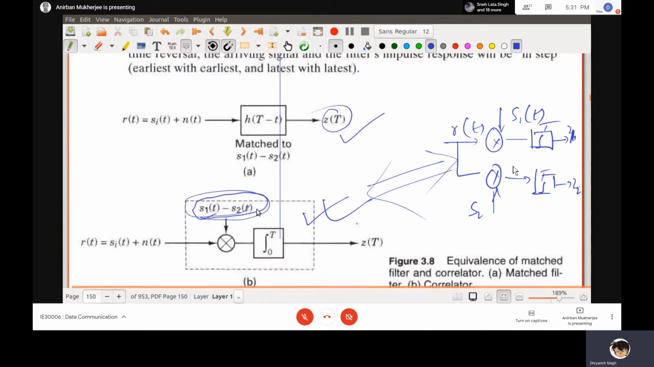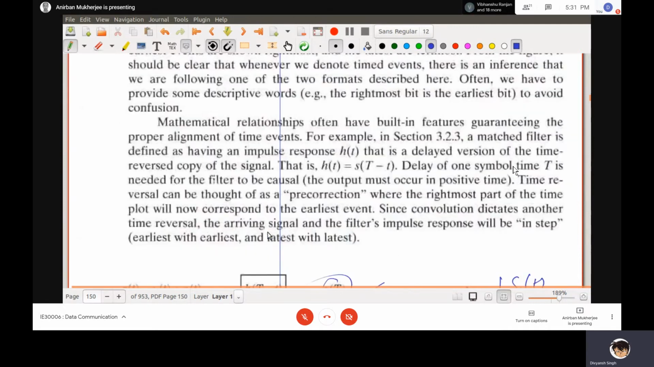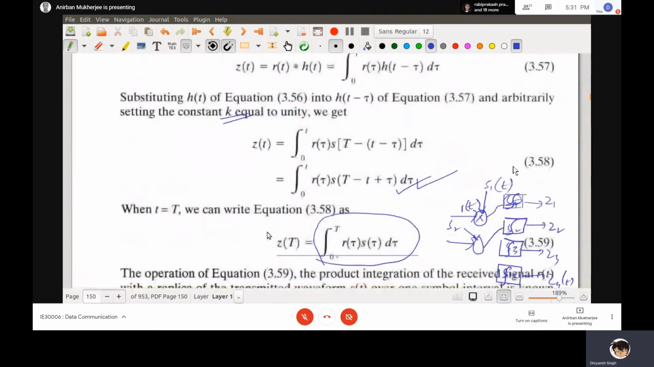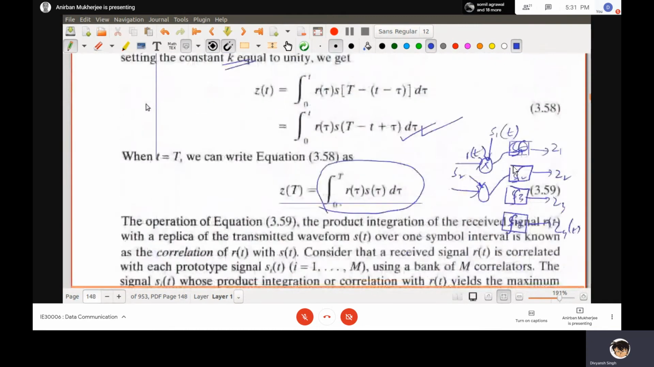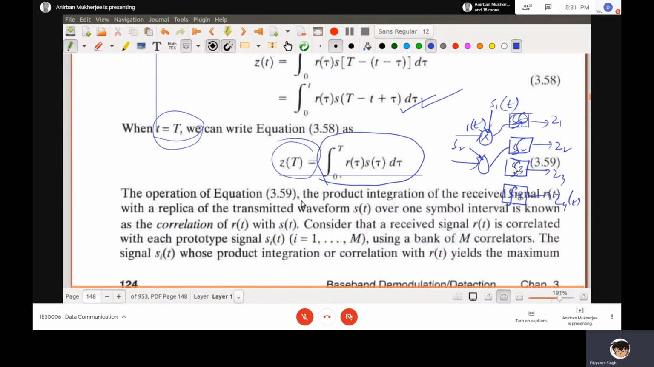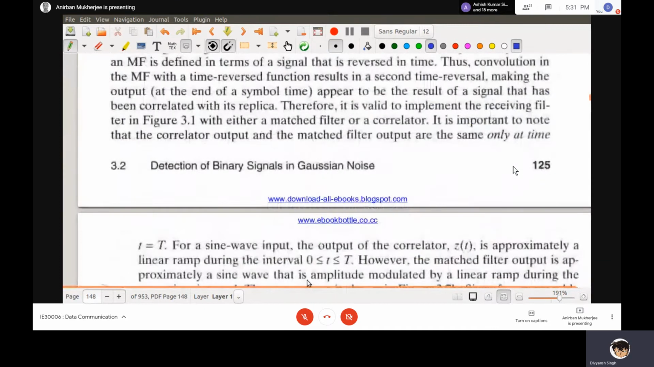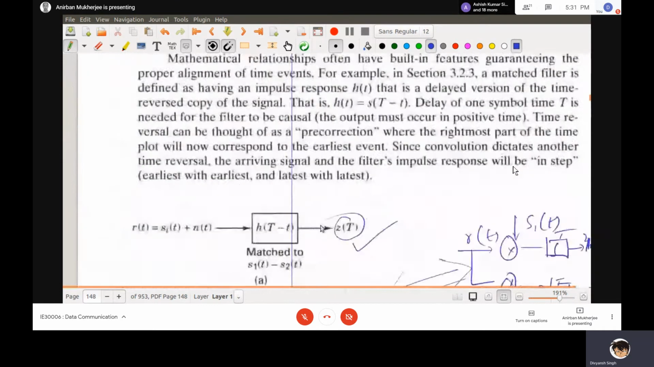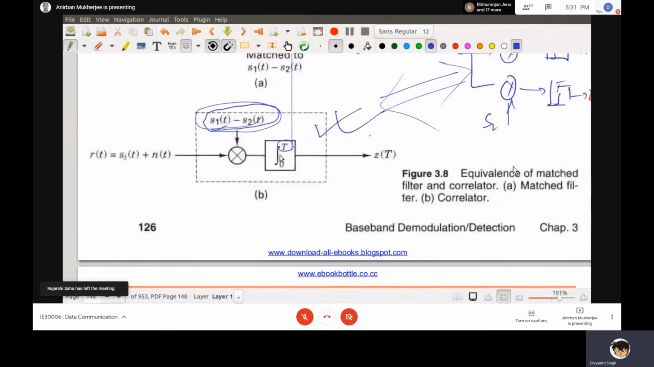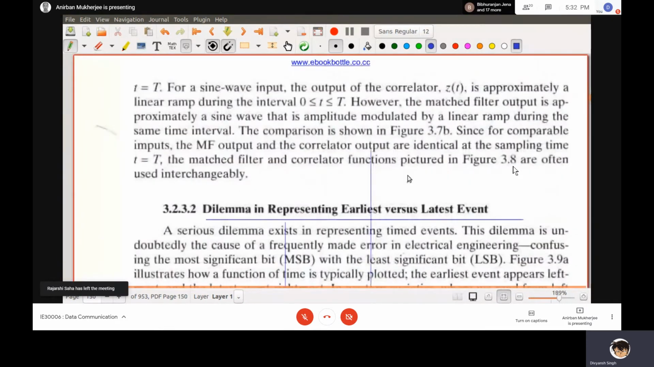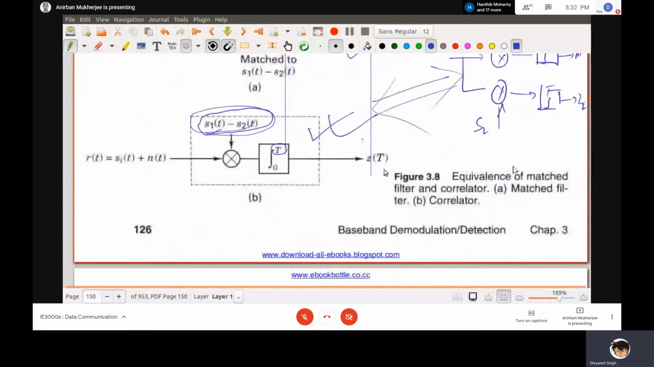When it is the correlator structure, because you are doing the sampling, you have to put capital T here. If you remember what we did in the correlator structure, this was my Z(t) and you put that t at t equal to capital T. At t equal to capital T, finally you have defined Z of capital T. So we are doing the correlation from 0 to capital T, and then you are getting Z(T).